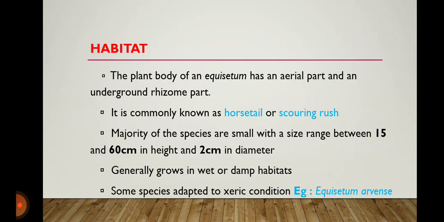Habitat. The plant body of an Equisetum has an aerial part and an underground rhizome part. It is commonly known as horse tail or scouring brush. Majority of the species are small, with a size range between 15 and 60 cm in height and 2 cm in diameter. Generally, it grows in wet or damp habitats. Some species are adapted to xeric conditions, for example, Equisetum arvense.